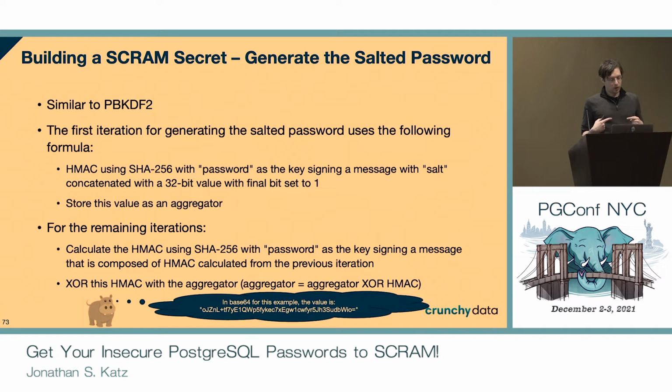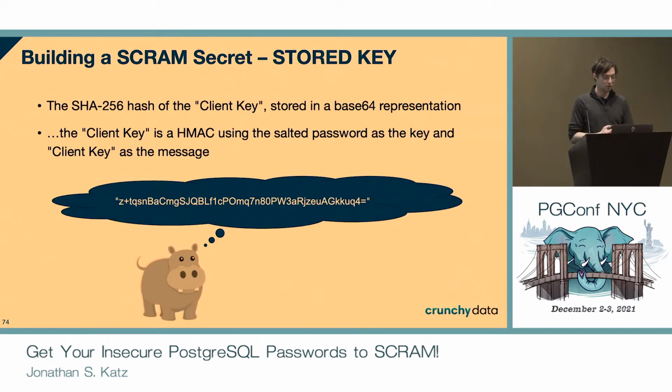We then need to generate what I call the salted password, and this is similar to PBKDF2, a popular password hashing algorithm. Again, I won't go through all of this, but effectively this is what Postgres does. And at the end of the day, you create this, and in base64, the "datalake" password looks just like that with the salt that we had generated from the previous step. So all right, we create this, the salted password. Now we can build the rest of the SCRAM secret, or the SCRAM verifier, excuse me.